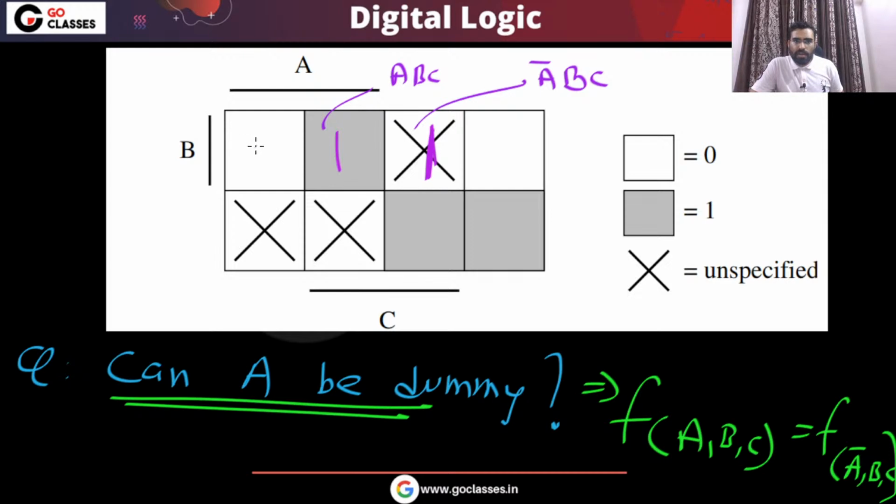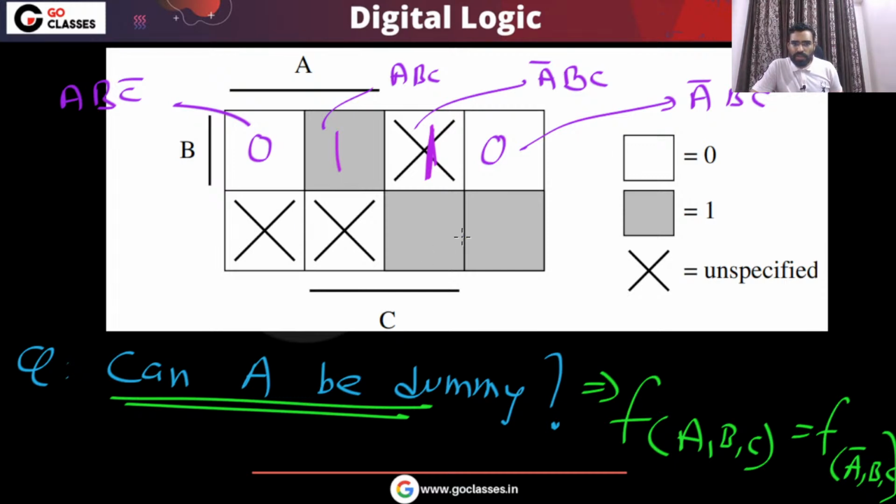Next, you can notice here there is 0. What is this? This is A, B, C bar. Now where is A bar, B, C bar? This is A bar, B, C bar. So yes, this is already 0.